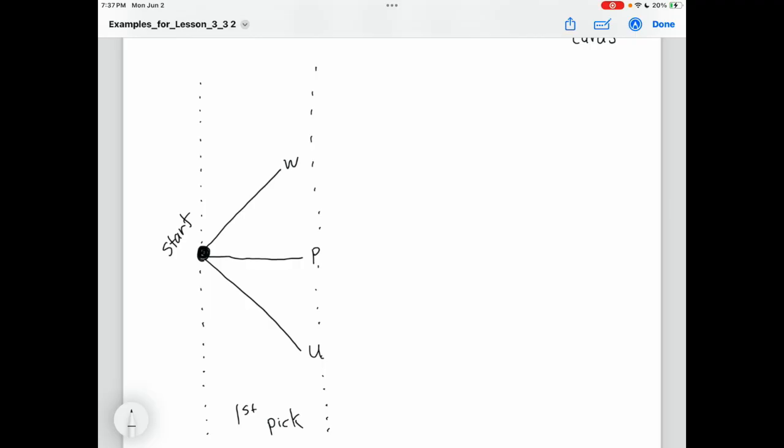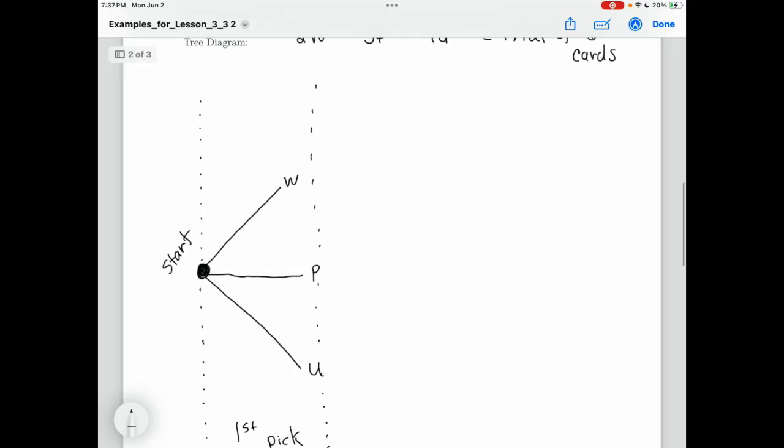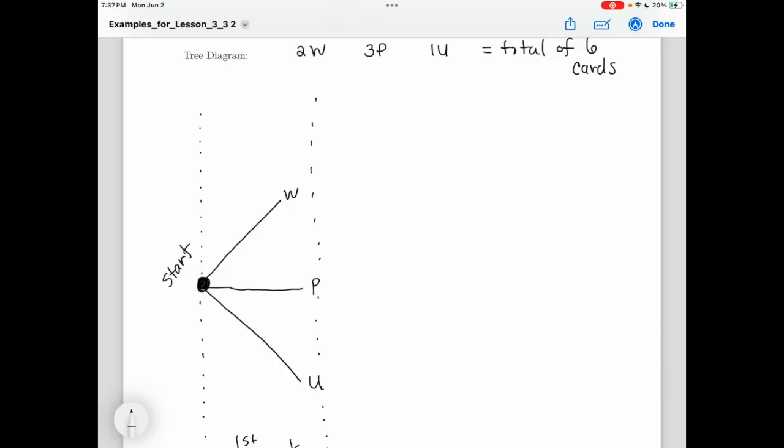So this is our node, and the branches coming off of that node, once we label the probabilities on there, those probabilities need to add up to 1. Now, on the first pick, since we have 2 witch cards, there's a possibility of 2 out of 6 for choosing a witch card. That's our probability for witch. If we choose a pirate first, the probability is 3 out of 6. And since there's 1 unicorn, the probability of picking a unicorn the first time is 1 out of 6.